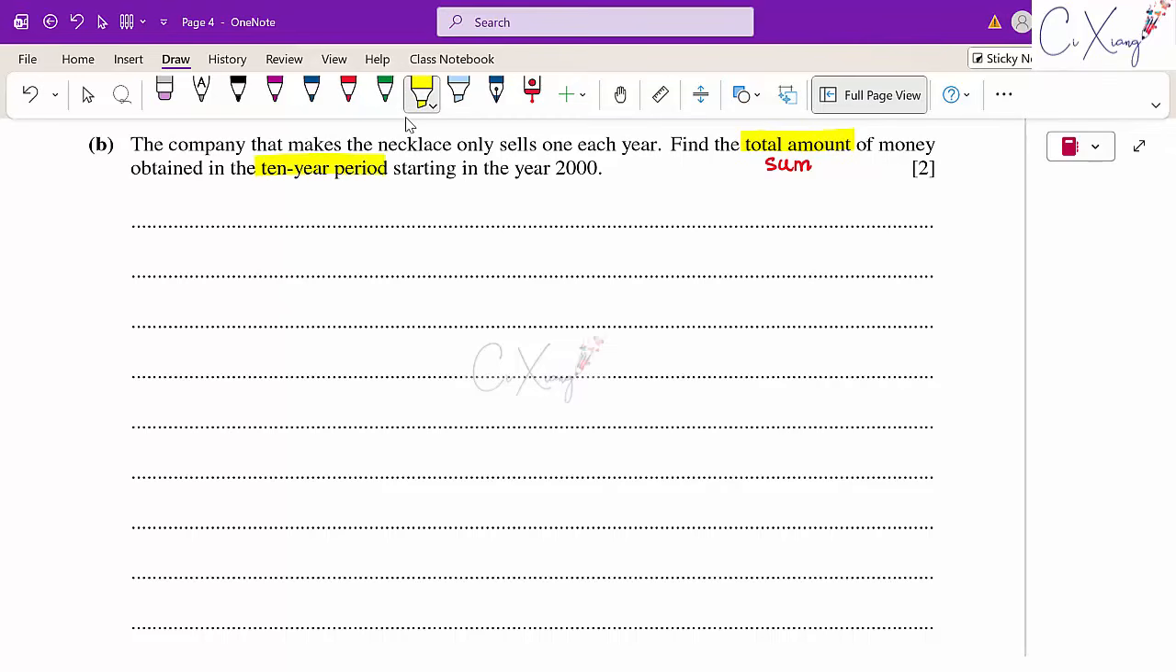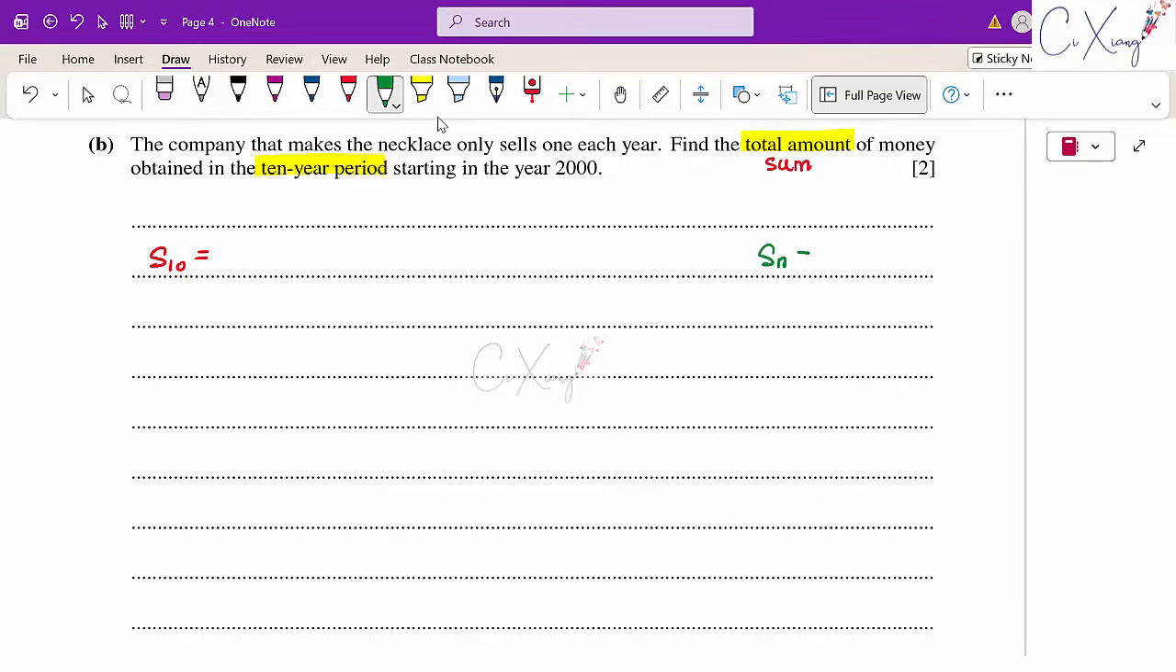In the 10-year period, the year 2000 is the first term, then year 2001 is the second term. They're asking for a 10-year period, which means they're asking for S10. So again, what is the general formula for Sn in the geometric progression?